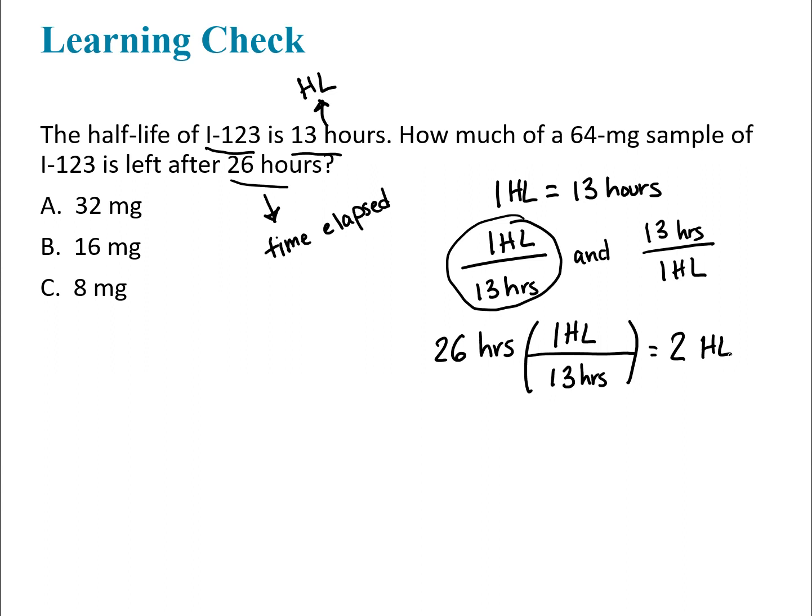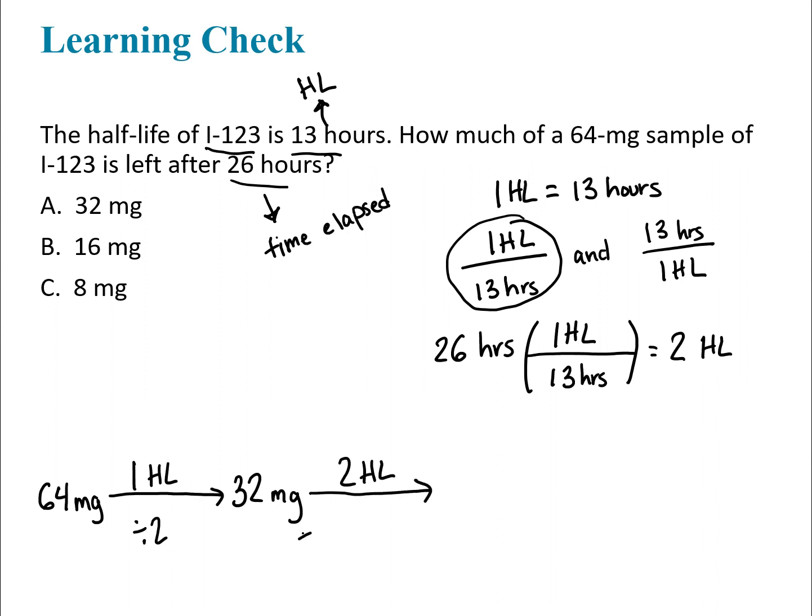That's not the question. The question is how much of our 64 milligram sample is left. After one half-life, you divide by 2, and you get 32 milligrams. For the second half-life, you divide by 2 again, and that gives you 16 milligrams. That's our answer.